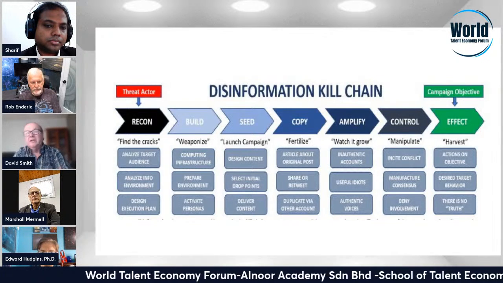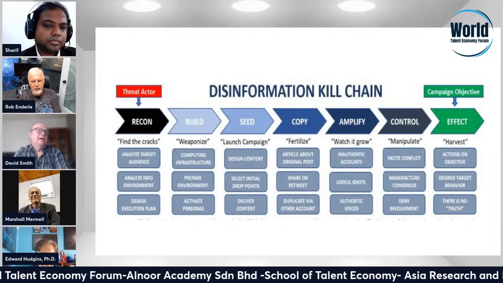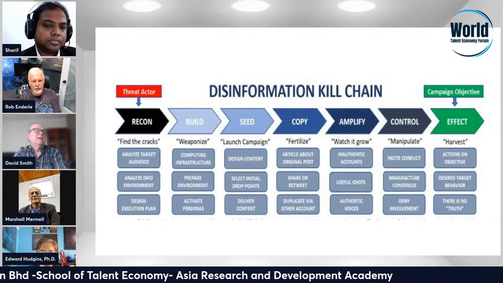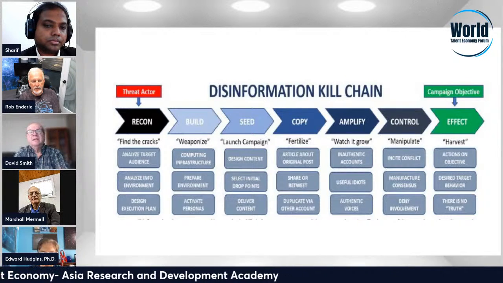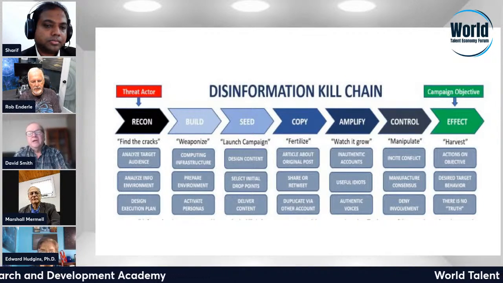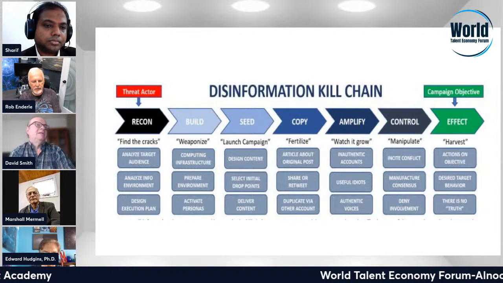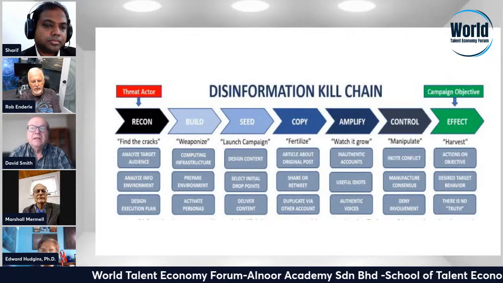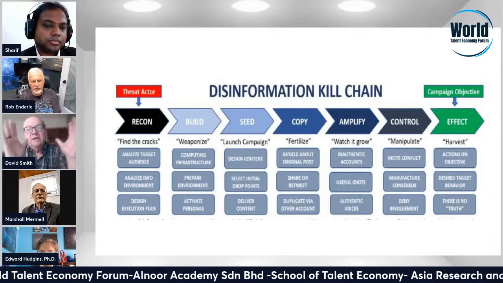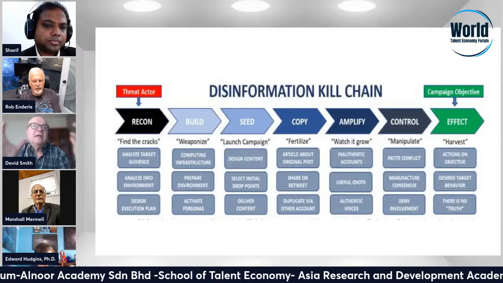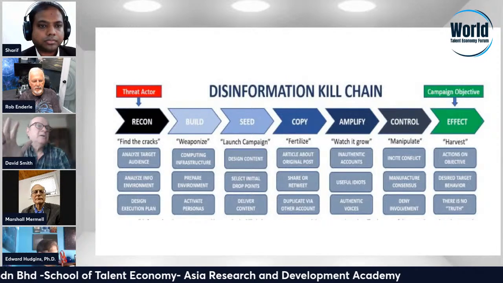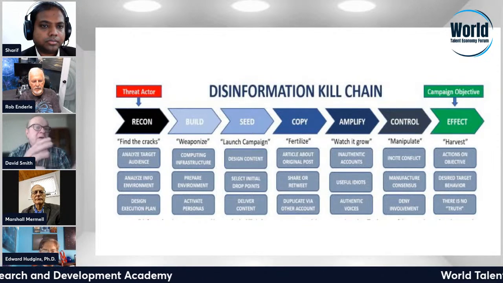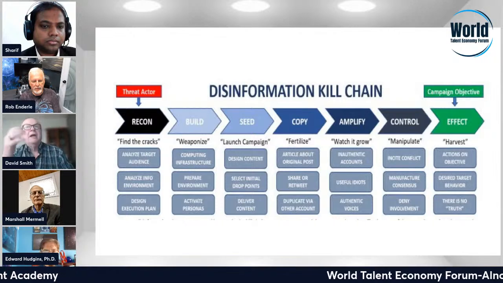I love the term in the middle, useful idiots. And in many disinformation campaigns, that is where you see it used. And as it begins to grow and you watch it grow, then you have authoritative voices come in and say, I've seen this so many times, it has to be true. Then you manipulate it and then you harvest it, you take the actions on it. And understanding this is the chain of how you produce disinformation. It helps you understand some of the things like what Rob was talking about and others on how you can go back and combat it.